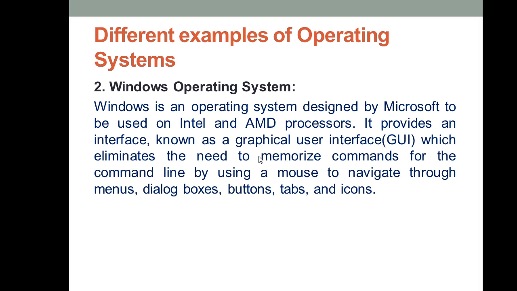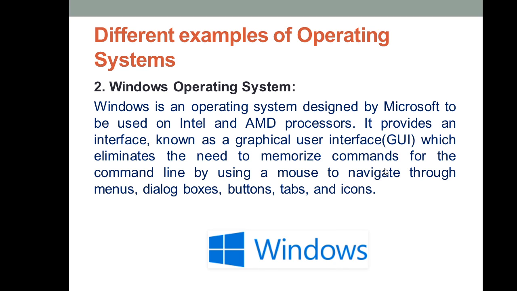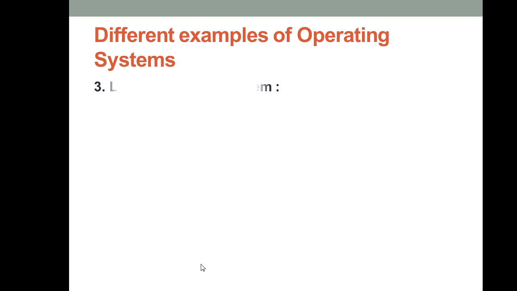So basically in this operating system, you are not interacting with the computer with the help of commands, you are interacting with the computer with the help of graphics. That is why we say it is a graphical user interface kind of operating system, or GUI operating system. Done. And it looks like this. This is basically the logo of the Windows operating system. Then the next type of operating system is the Linux operating system.